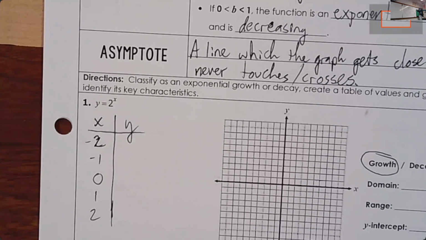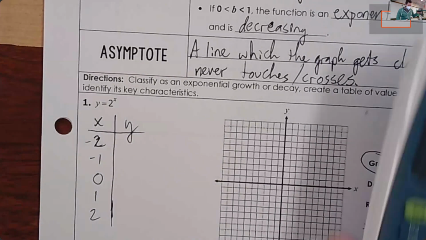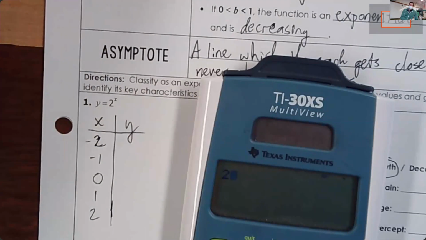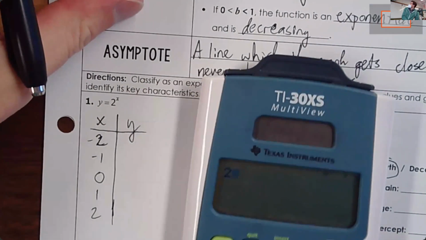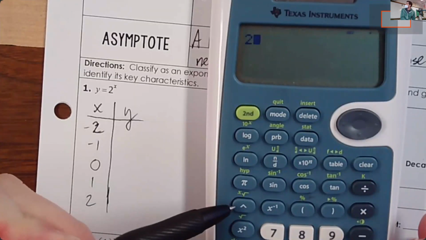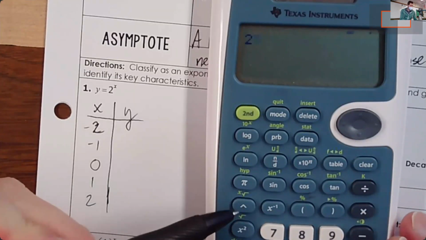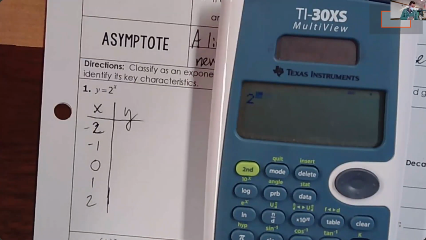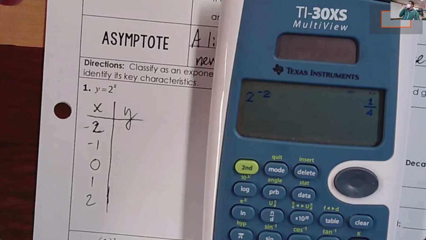All right, so first of all, we're going to go with 2 to the -2 power. Pretty much everything that we do calculation-wise today is going to be on our calculator. So we're going to type in 2, and then the exponent button is the up arrow diagonal up from the 7. We're going to have to get really familiar with that button today. So 2 to the, and then just type in -2, and it says 1/4.